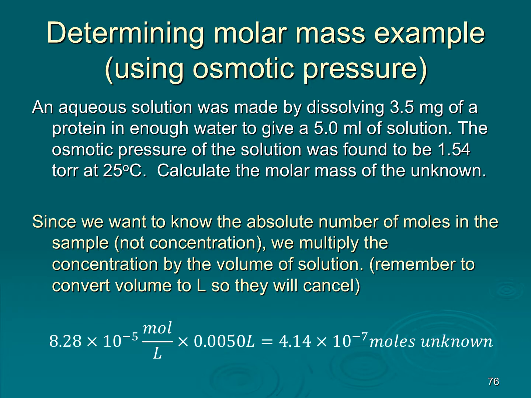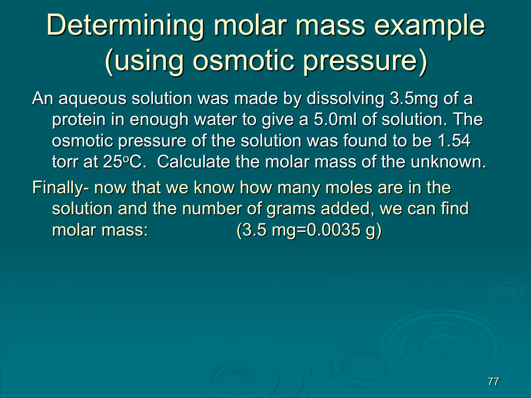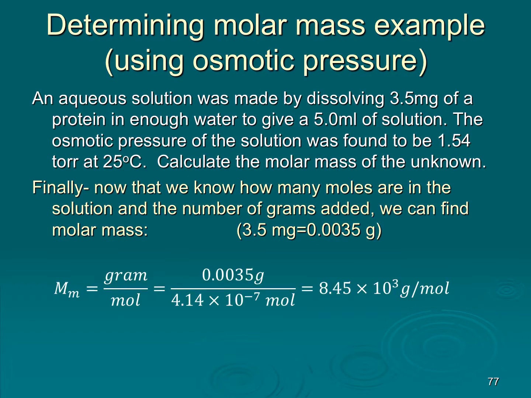So finally, we can figure the molecular weight, because molecular weight is grams per mole. We know how many grams, 3.5 milligrams, and we know how many moles. We do have to convert milligrams to grams. So 3.5 milligrams is 0.0035 grams. So the molecular weight is 0.0035 grams divided by 4.14 times 10 to the minus 7th moles. And we find the molecular weight is 8,450, or 8.45 times 10 to the 3rd grams per mole.